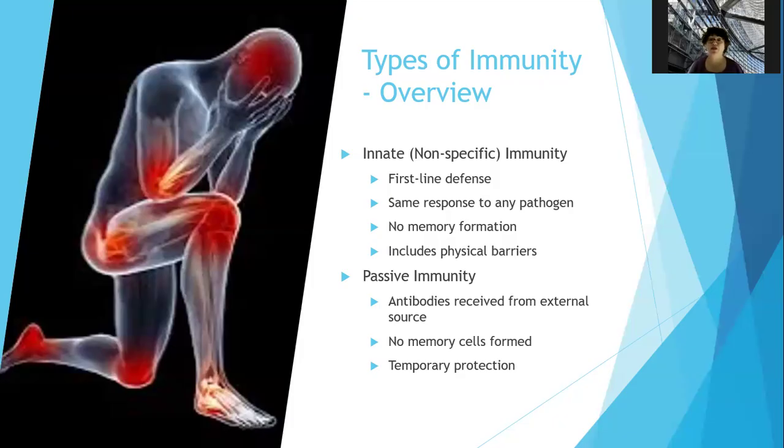It's temporary protection. So one of the good examples of passive immunity is you get antibodies from your mother through the placenta before you're born, and that's just to get you through the first few days of life when you don't have an immune system yet, or you have an immune system, but it's raw and untrained. You've got to train it.